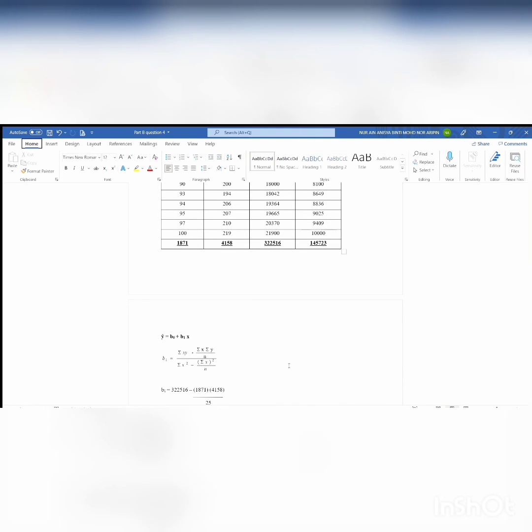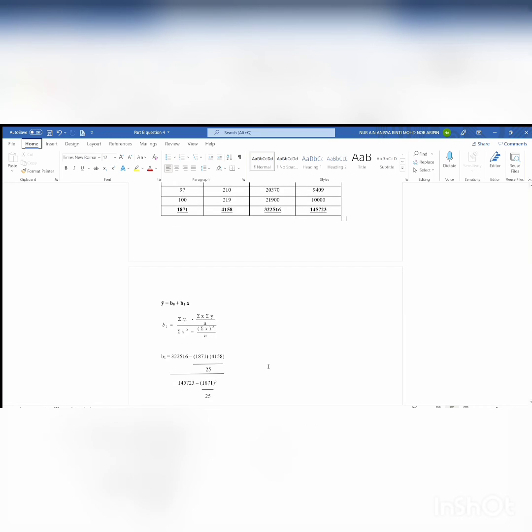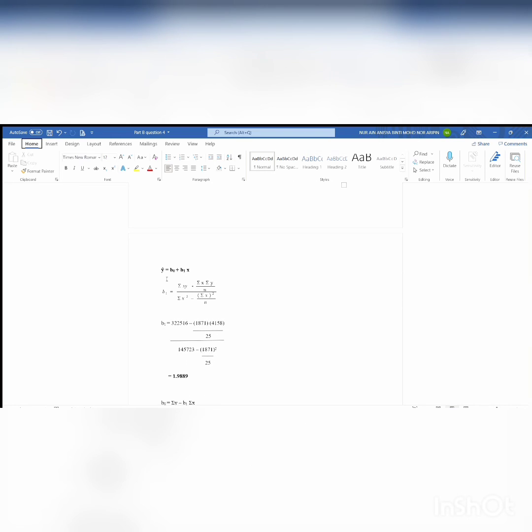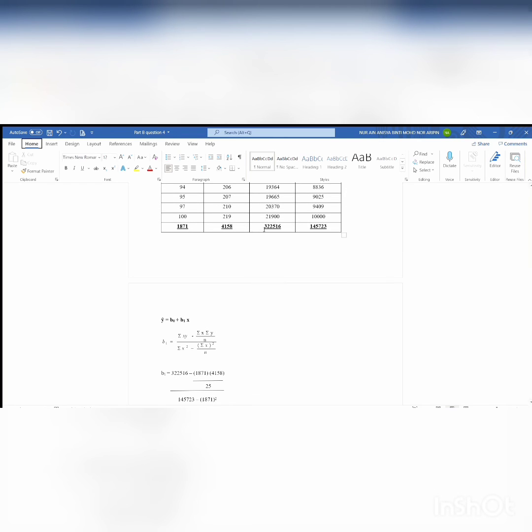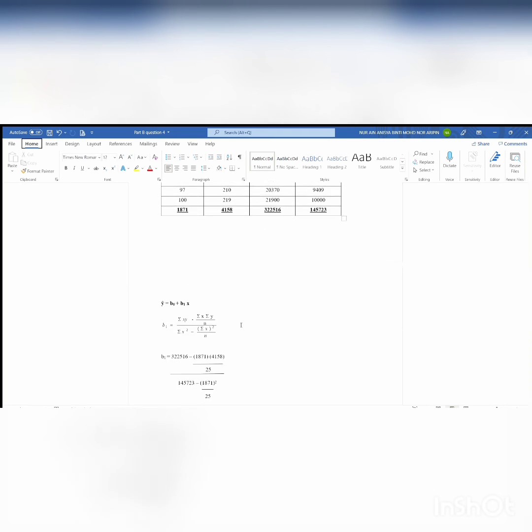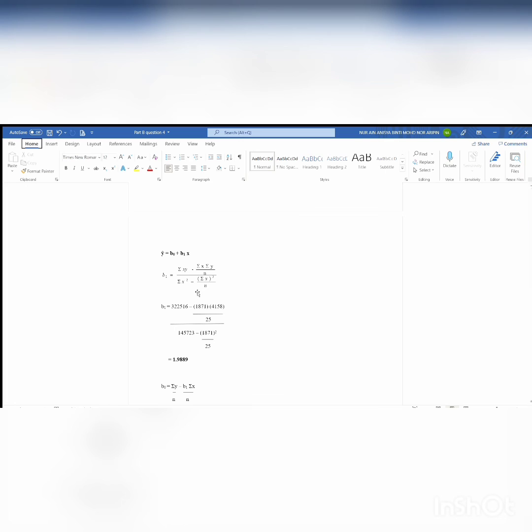In order to find the regression equation, we need to use this formula, which is Y equals b0 plus b1 X. For b1, this is the formula. I put all the totals that I found earlier into the formula, and I calculated it manually.